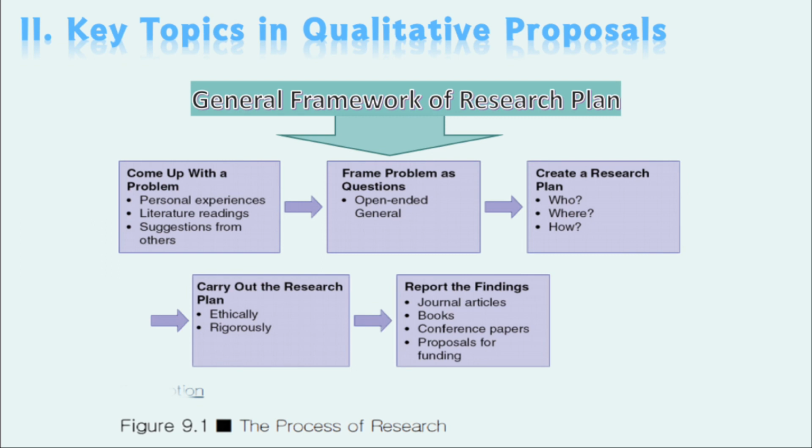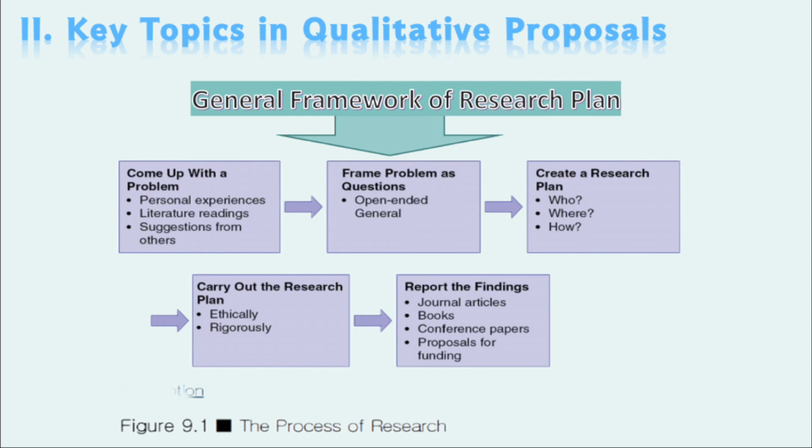This is a flow chart which gives us a clear picture of the general framework used in qualitative proposals. Starting from the first box, it begins with identifying a problem. This could come from our own experiences, something we've read in literature, or even suggestions from others. Once we have a problem, we move to the second box. We turn that problem into questions. These questions are usually open-ended and general to get a comprehensive understanding.